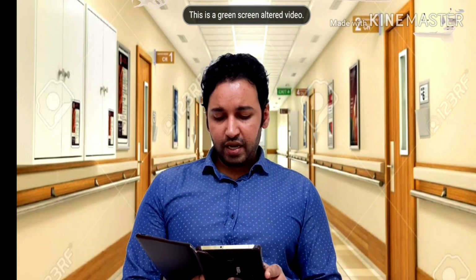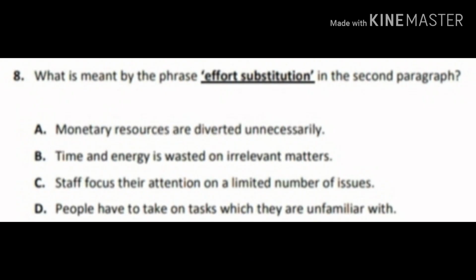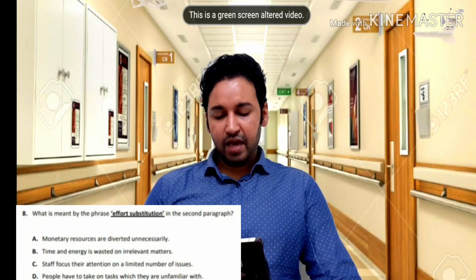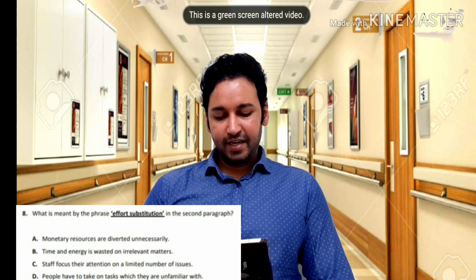Now let's go to the text B. Let's go to the next question. The next question is, what is meant by the phrase effort substitution in the second paragraph?